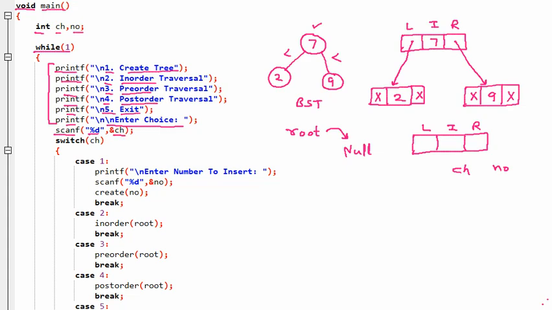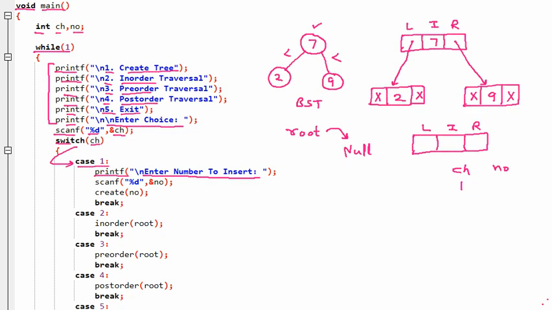Let us suppose the user enters 1. So 1 will be scanned into the choice. If the choice is 1, switching, it will go to case 1. It will say printf enter number to insert, meaning whatever number you want to insert will be taken. Let us suppose that the number we want to insert is 7.